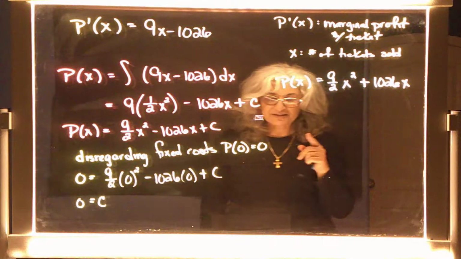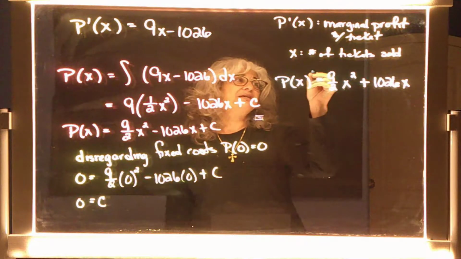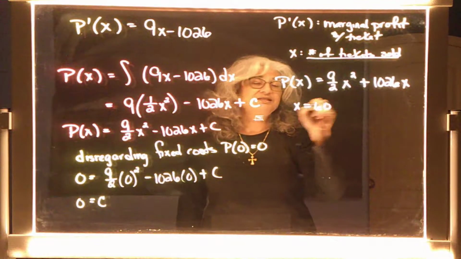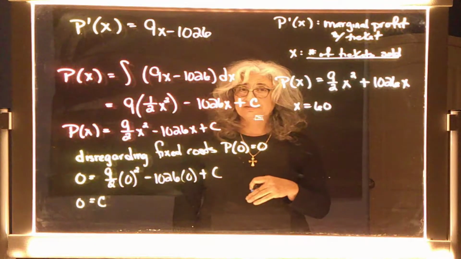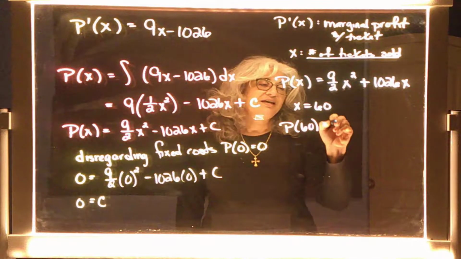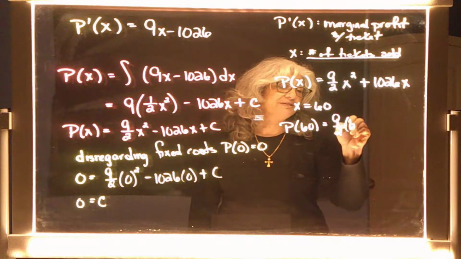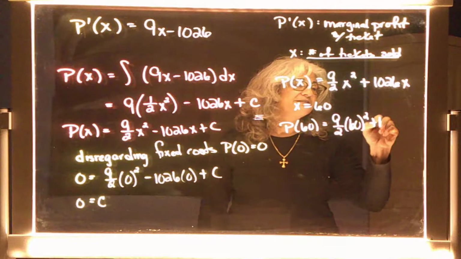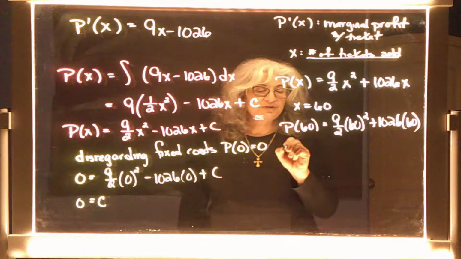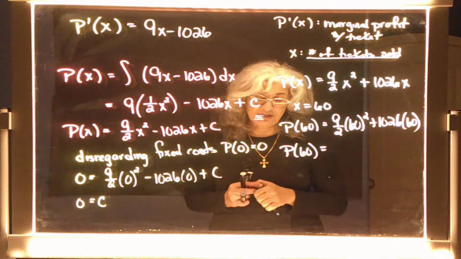And they're asking us to find the sale of the first 60 tickets. So that means the number of tickets sold, right? That means we've got 60 tickets sold. So that's our x, isn't it? So the profit of 60 tickets means you're plugging it into the function, so 9/2 times 60 squared minus the 1026 times the 60. Okay, go ahead, get your calculators out. Let's see if we agree.